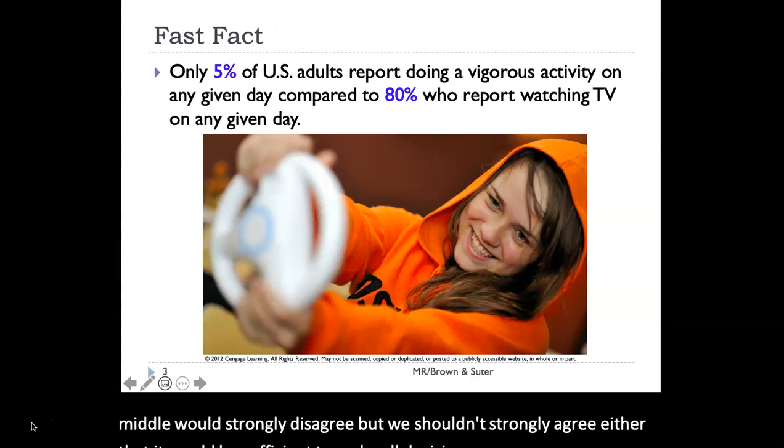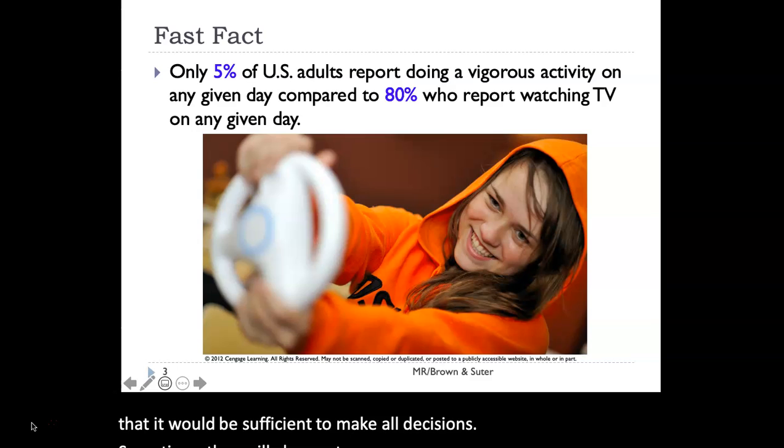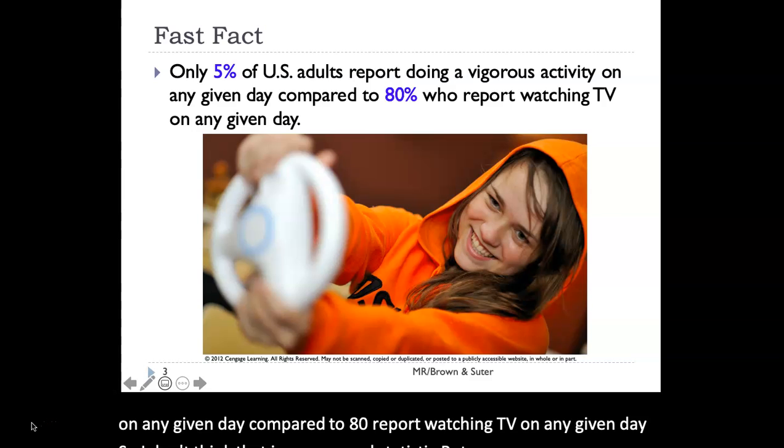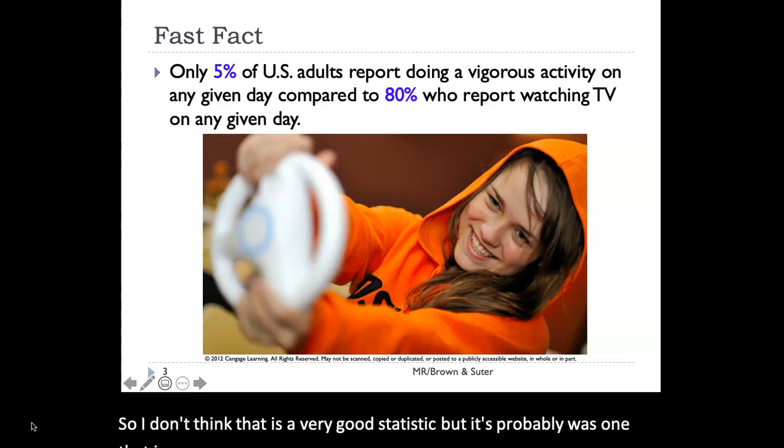Sometimes they will also post a fast fact. I thought this was interesting, so I left it in the slides. Only 5% of U.S. adults report doing vigorous activity on any given day compared to 80% who report watching TV on any given day. So I don't think that is a very good statistic, but it's probably one that is very close to being actual fact.